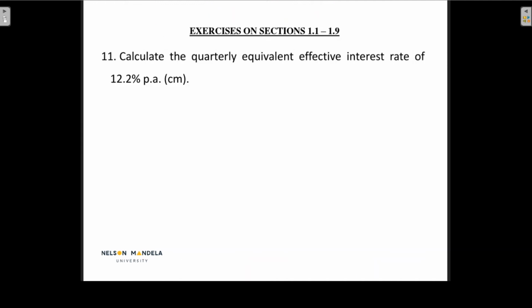And I chose, or the next exercise, I chose exercise 11. Calculate the quarterly equivalent effective interest rate of 12.2% per annum compounded monthly. Okay, so what I would like to do here is I want to find the equivalent effective quarterly interest rate, so that's why I have a 4 there. I have the interest rate per annum compounded monthly, so I have I12, the effective monthly interest rate.